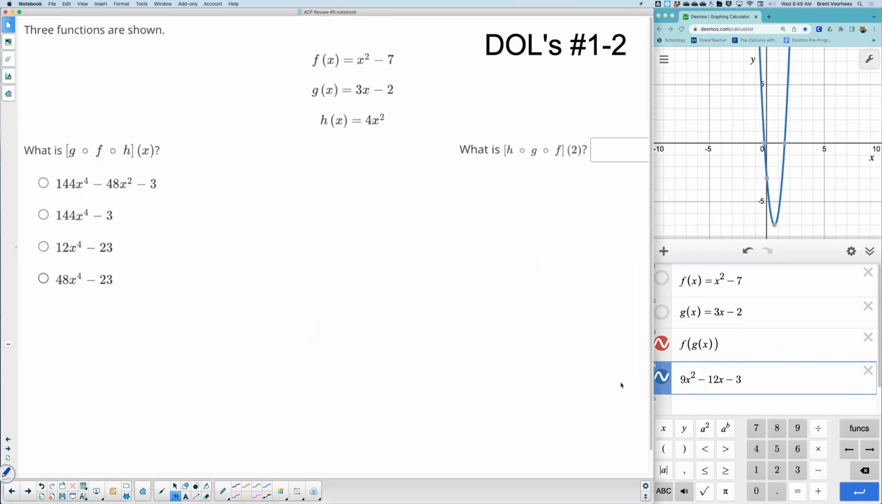So with that, you try it. Same 3 equations I just was working with, but I want you to find g, f, h. You'll notice that order does matter. It'll change your answer. And then h, g, f, 2.